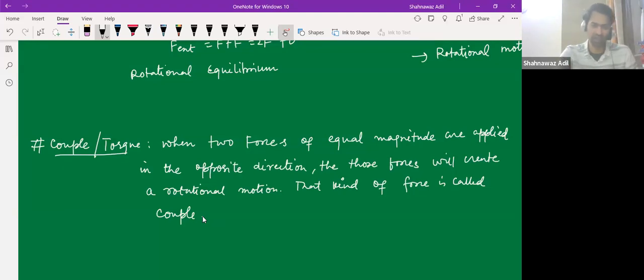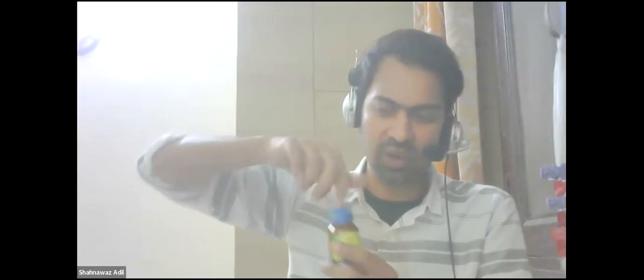Okay, so you have seen this example in your daily life also. Again giving you the same example you have seen in the NCERT textbook. You have this bottle, right? And let's say these are the two points. This is my thumb and this is my pointer finger. So I am producing a couple. This is creating a rotational motion. The bottle is not moving upward or downward, but this is creating a couple, right?